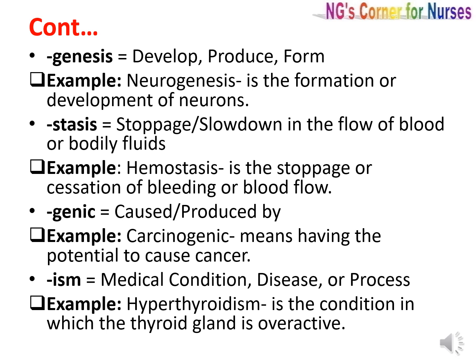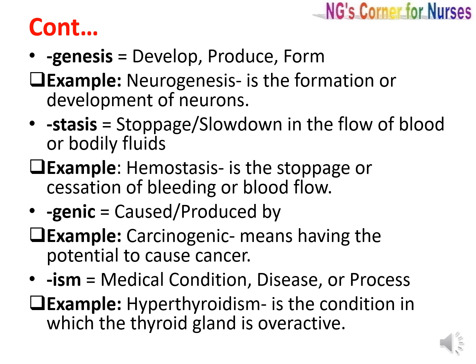Next is stasis. Stasis means stoppage or slow down in the flow of blood or other body fluids. As an example, we can say hemostasis. Hemo refers to blood or related to blood, and stasis means stoppage or slow down. So, hemostasis is the stoppage or cessation of bleeding or blood flow.